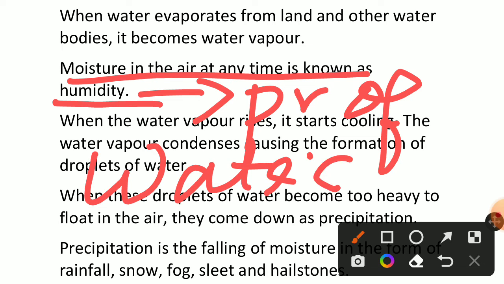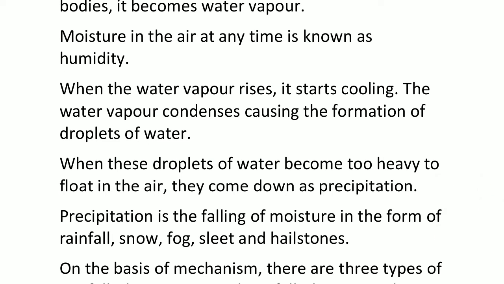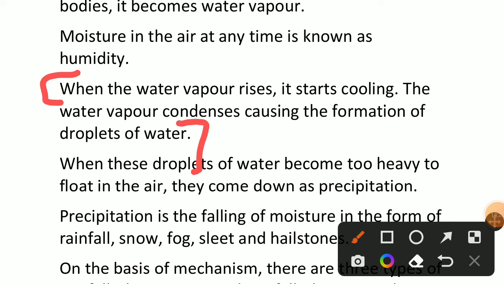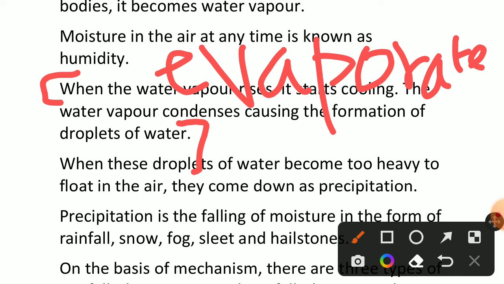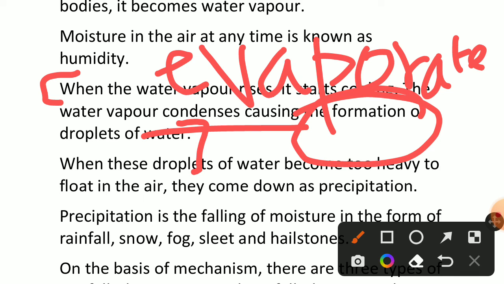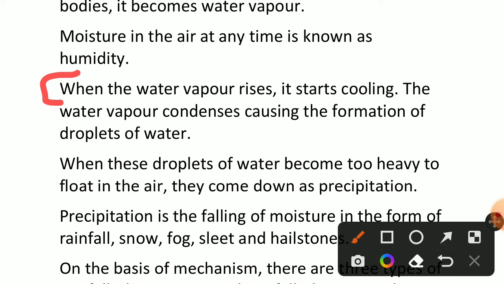Humidity is nothing but the presence of water in air. That is called humidity. Next point you see, when the water vapor rises, it starts cooling. The water vapor condenses, causing the formation of droplets of water. They are telling the process of rain here. When the water vapor goes up, it condenses and forms cloud. And the cloud condenses and forms the droplets of water. This is the way we get rain.